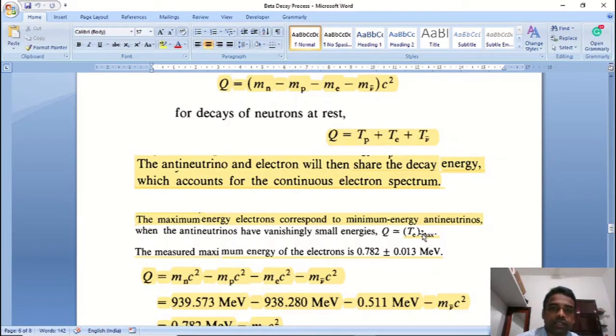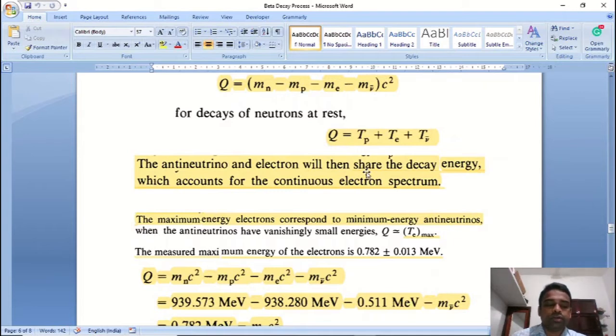When both particles share the energies, the measured maximum energy of the electron is 0.782 plus or minus 0.013 MeV. This is the measured maximum energy of the electron. And then the Q value equals Mnc square minus Mpc square minus Mec square minus M nu bar c square.